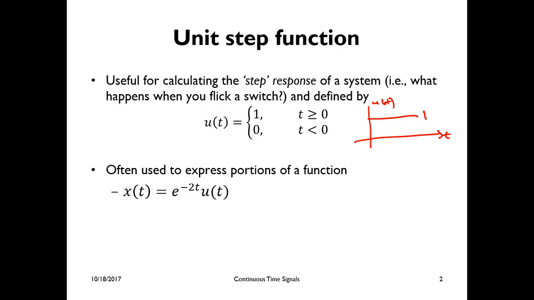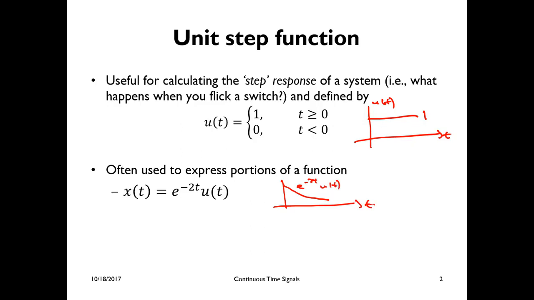I can also use the unit step function to express portions of a function. So as an example, e to the minus 2t times u of t would simply define the exponential function for positive time only. So this is a sketch of e to the minus 2t times u of t.